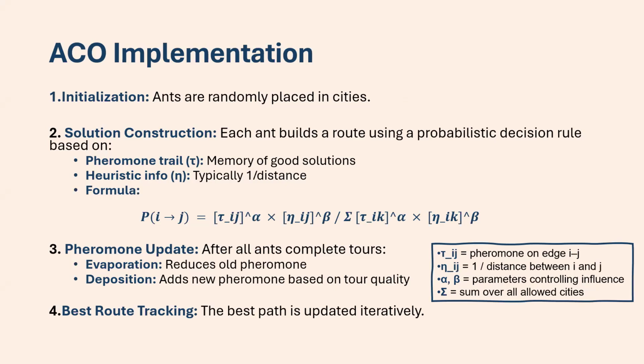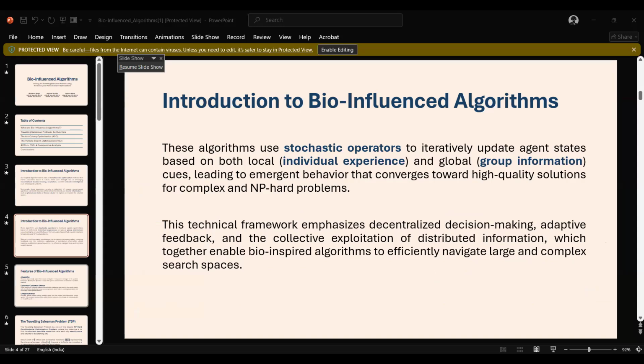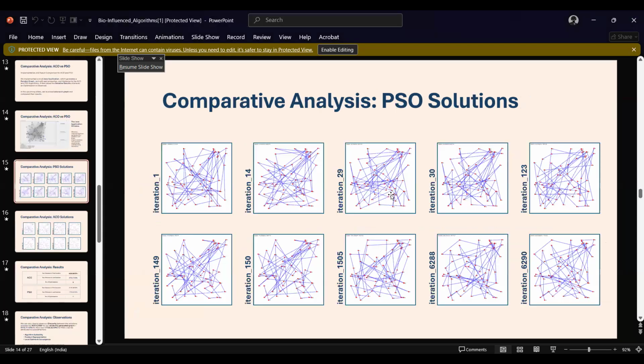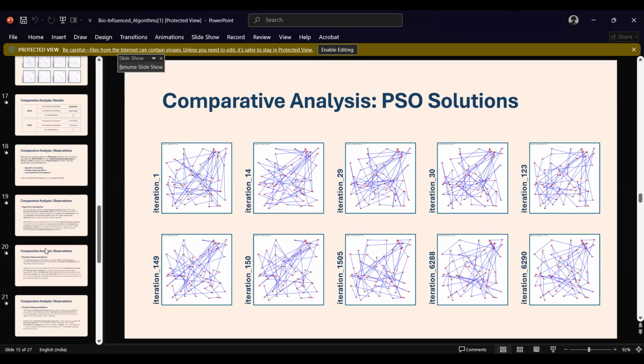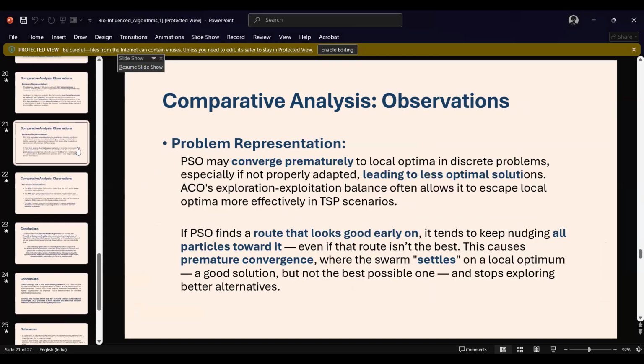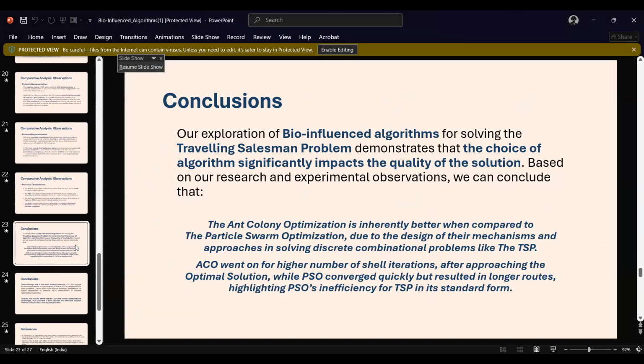Okay, so now we are going to see the implementation of this ACO. Now let's first understand how this works. We start by randomly placing artificial ants on different cities. Each ant will try to find a path covering all cities, just like in nature. They don't know the full solution from the start. They build it step by step.